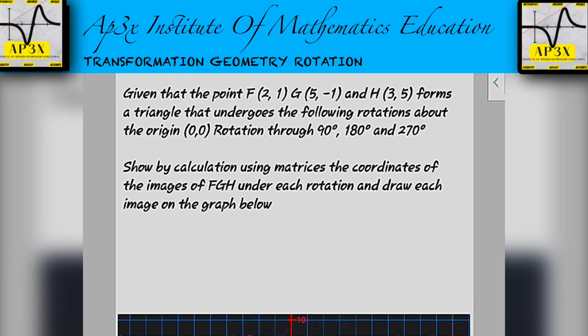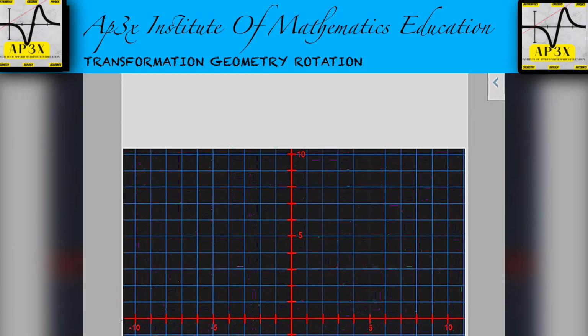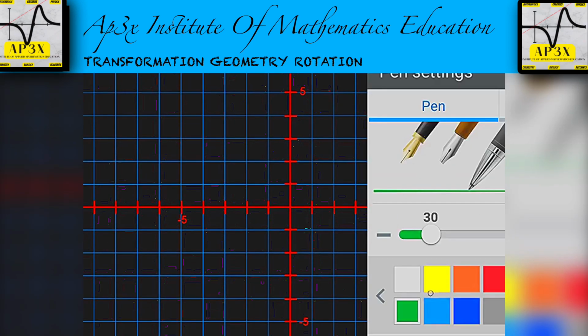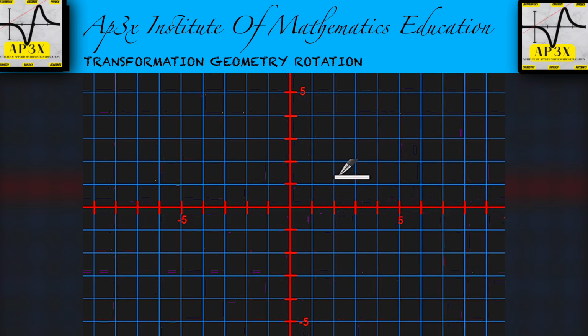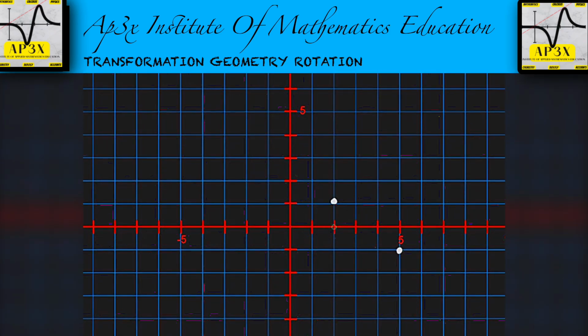Now let's go ahead and plot point F, point G, and point H: (2, 1), (5, -1), and (3, 5). So (2, 1): 2 to my right, 1 up. (5, -1): 1, 2, 3, 4, 5, and -1. And then we have, of course, (3, 5). So that's 1, 2, 3, and 1, 2, 3, 4, 5. And that's F, G, H.